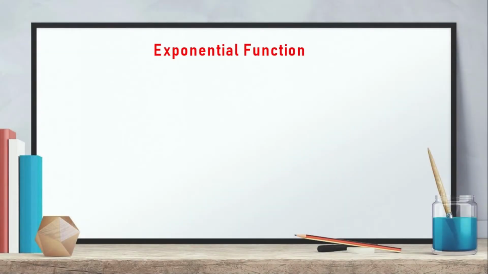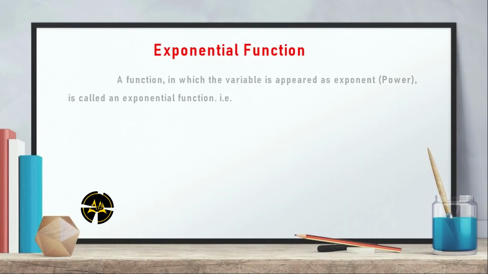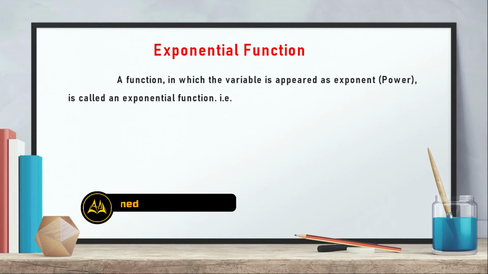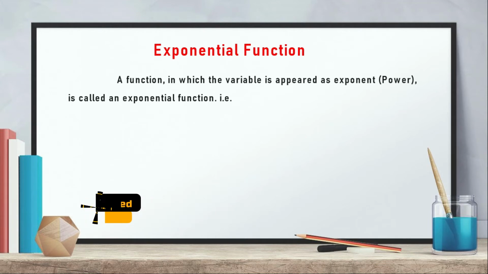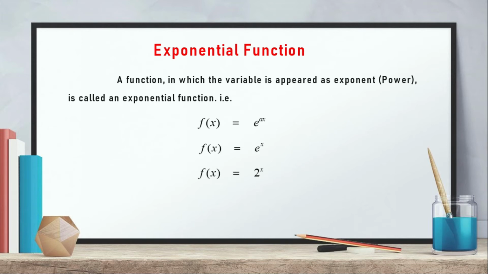एक्सपोनेंशियल फंक्शन को हम सिंपल कुछ इस तरह से एक्सप्लेन कर सकते हैं कि a function in which the variable appeared as exponent, that is power, is called an exponential function. That is, f of x is equal to e की power ax, f of x is equal to e की power x, f of x is equal to 2 की power x, and f of x is equal to e की power x ln 2.